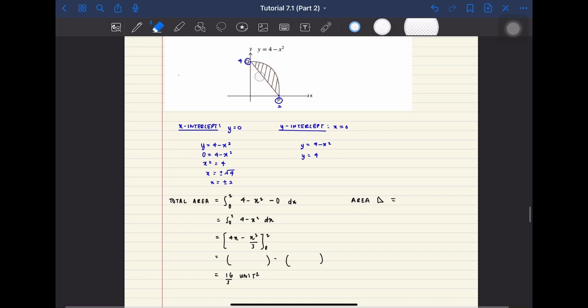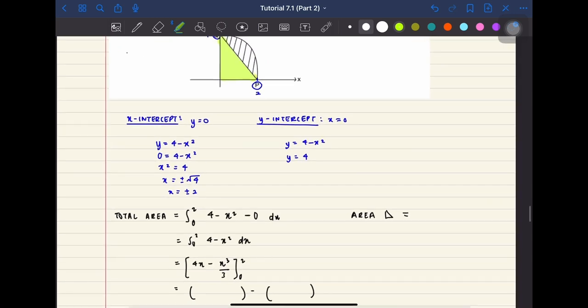Okay, nak cari area triangle tu, which is this part, yang hijau ni. Okay, kenapa nak cari yang tu? Sebab kita nak tolak nanti. Kita tak nak kawasan tu, so kita akan cari kawasan tu. So what is the formula for triangle? The formula is half multiply with lebar darab tinggi.